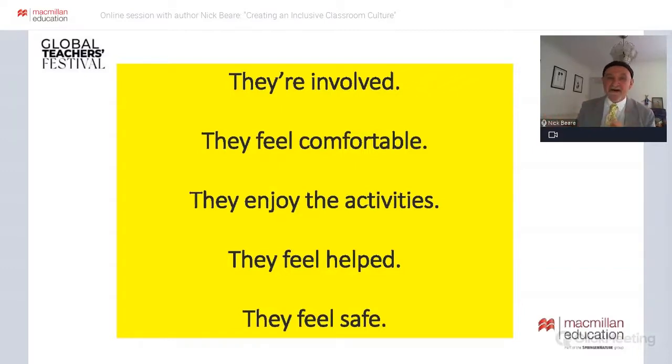We want people who are perhaps usually not involved, not really liking the other subjects so much, but in the English class, they feel comfortable, they feel safe, they enjoy the activities, they're involved. It's all great for them. Right, so that's what we're aiming to do. And how can we do it?